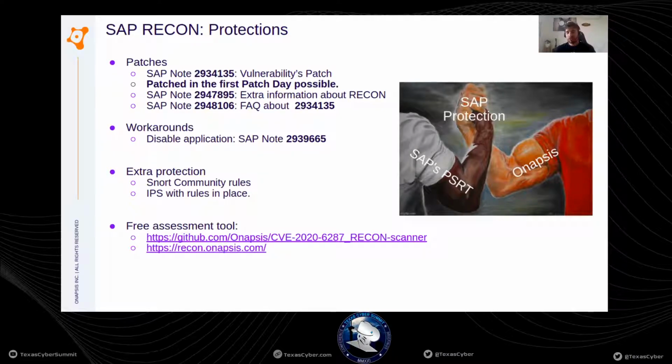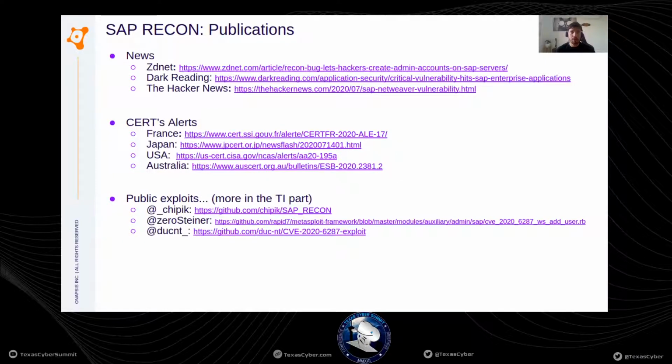Talking about extra protections besides the ones provided by the vendor, the Snort community also created rules for that, and the most well-known IPSs and firewalls developed new rules to address this vulnerability. From Onapsis, we developed a free assessment tool that you can download directly from our GitHub, or you can also use our cloud version from our web page.